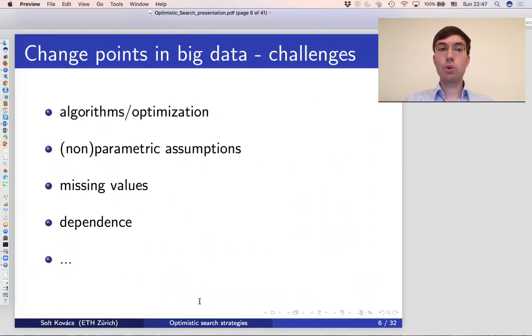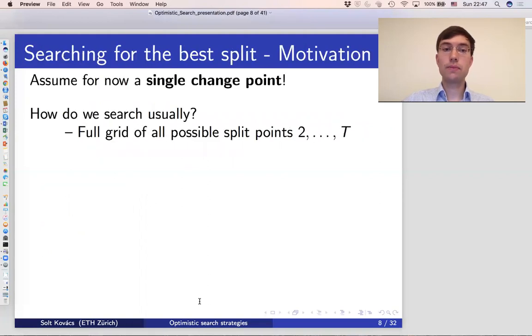This very classical setup has been studied in the last decades, and in recent years there is more and more work on change point detection in multivariate or high dimensional setups. This poses several challenges, and today I'd like to focus on a new algorithm that helps to speed up computations massively in such complicated scenarios.